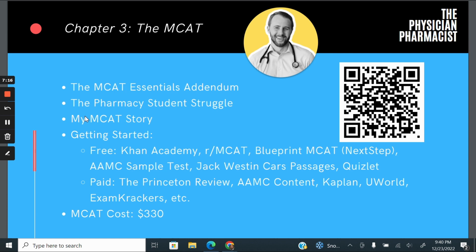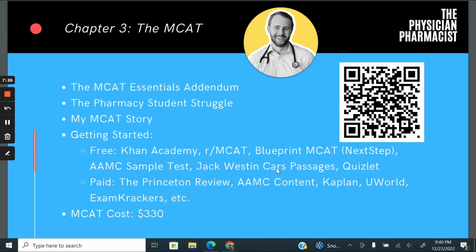Another thing I didn't mention on the free resources is Anki cards, and that's more of a medical school concept. A lot of people use Anki for medical school, but it can also be used to prepare for the MCAT, especially with hammering home material. So that's something to also consider as a free option.